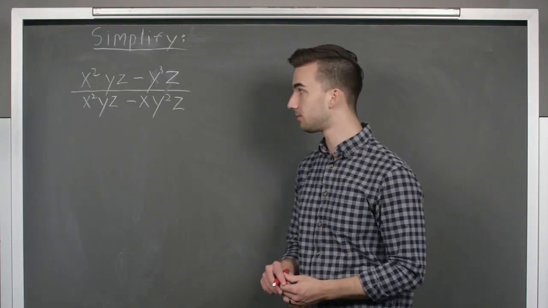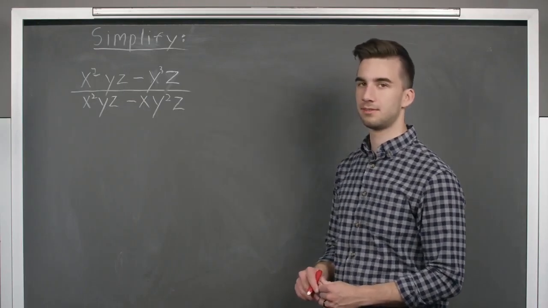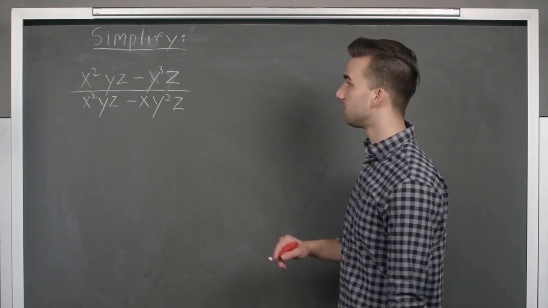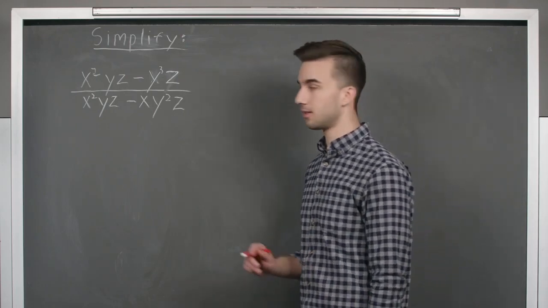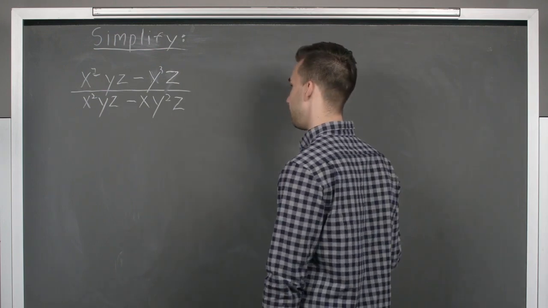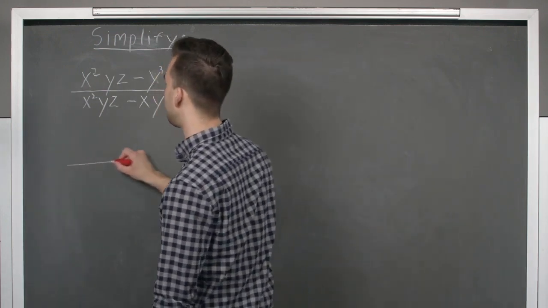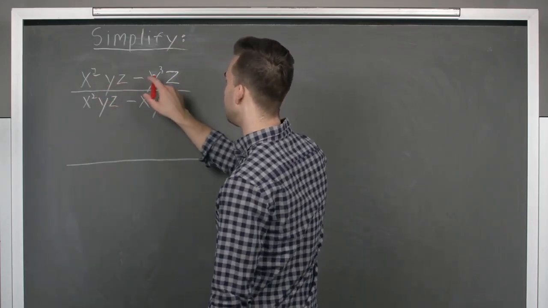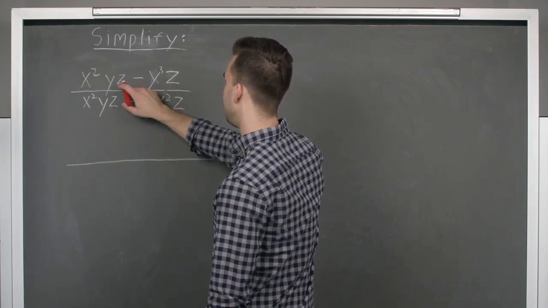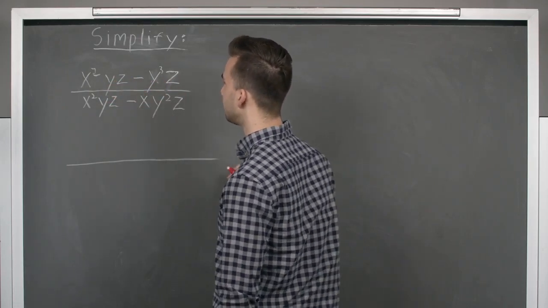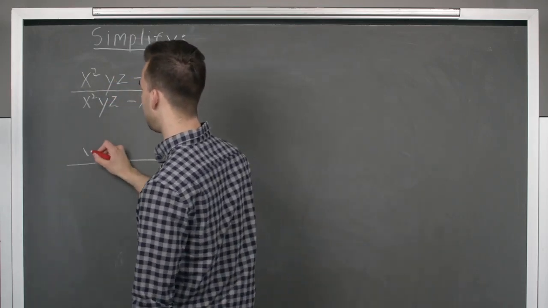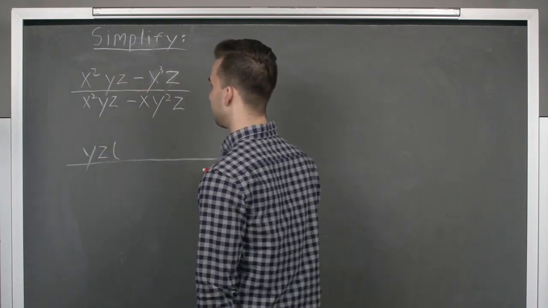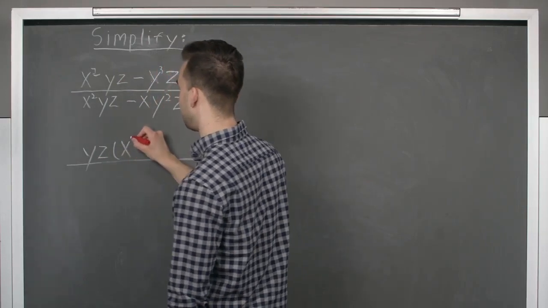This example is a little more tricky, but we can still simplify it using the same method. So let's just go ahead and factor the top and the bottom as much as possible. So for our top, we have a common factor here of z and also y. So we can factor yz out of the top. So if we factor yz out of the first term, that gives us x squared.